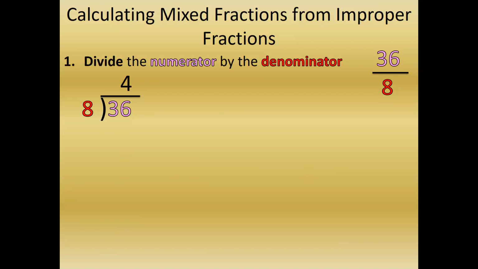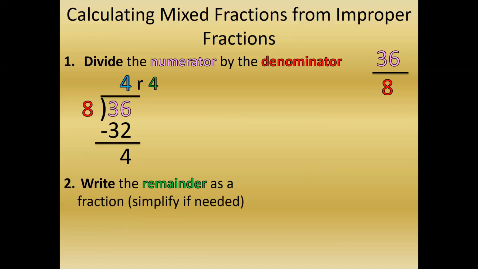4 times 8 is equal to 32. So we subtract that from 36. 6 minus 2 is 4. 3 minus 3 is 0, so it'd be 4. Can 8 go into 4? No. So what happens to our 4? It becomes the remainder. So our answer is 4 remainder 4.